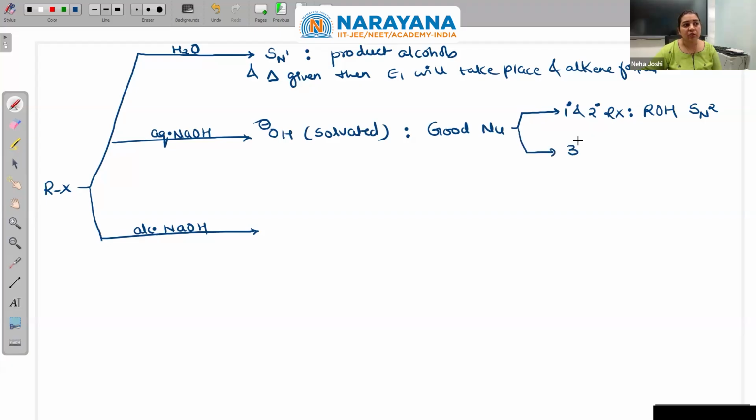But if it is a 3 degree Rx, now see, 3 degree alkyl halide is so good for elimination. Still, OH negative is carrying out substitution, forming alcohols, but the mechanism has shifted from SN2 to SN1. Yes, here, if they intentionally give heat or something like that, then you may observe in parallel alkene by E1 reactions, unimolecular elimination reactions. There is a possibility. Okay, so that is a comparative set.